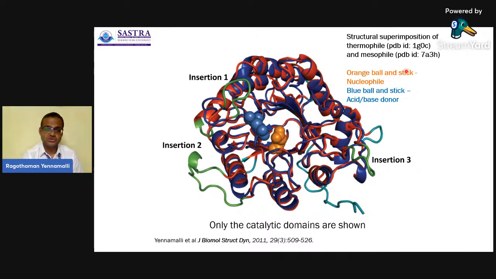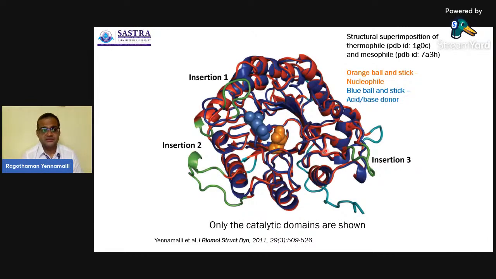that we took two proteins, one from a thermophile and one from a mesophile, which belong to the same fold, and they had a very high structural similarity, but not a very high sequence similarity. And the thermophile had more insertion regions, which you can see in green here, as compared to the mesophile. And this was very interesting for us.